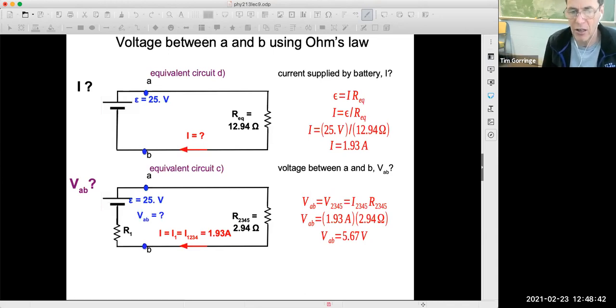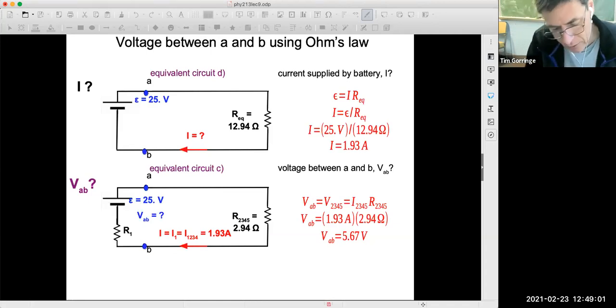I see that there's a question in chat. It's actually got answered by Lydia, but that last step where I combined R1 and R2,3,4,5, they are series resistors. They are not parallel. An electron has to go through both of them. It can't avoid one of them.